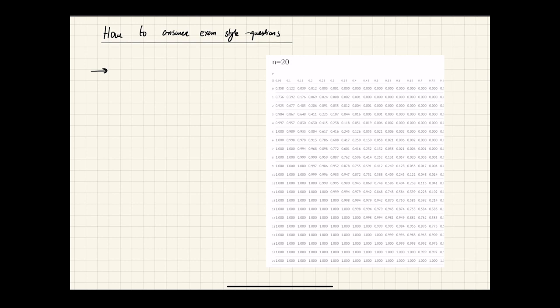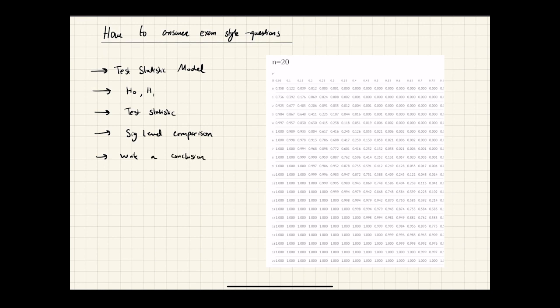The first thing we have to do is we have to have a test statistic model. That's the first thing we need, a model for our test statistic. After that, we need a null hypothesis and an alternative hypothesis. Then we need to basically figure out what the test statistic actually is. Once we know that, we need to look at the significance level. So we compare it. And once we've done that, we need to write up a conclusion. And this conclusion has to be based on the question that we've just tried to do.